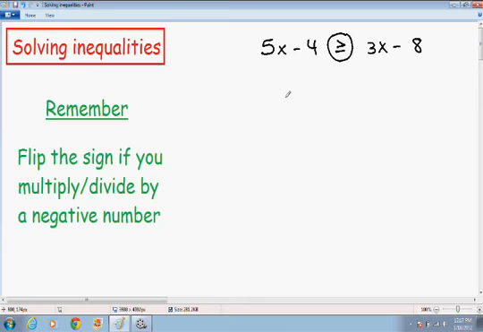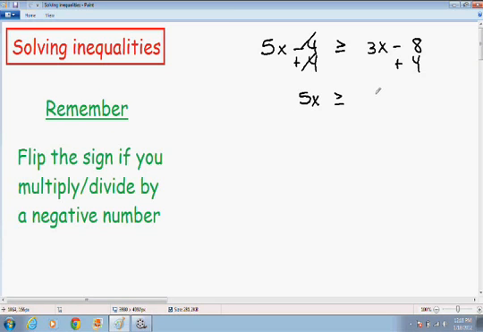So let's just get started with this example. Here we have 5x minus 4 is greater than or equal to 3x minus 8. We want to solve this for x. We want to get x by itself. So in order to get x by itself, I'm just going to add 4 to both sides. Notice how the 4's cancel out, and the only thing we're left with on the left-hand side is a 5x. And the sign stays the same, which is greater than or equal to.